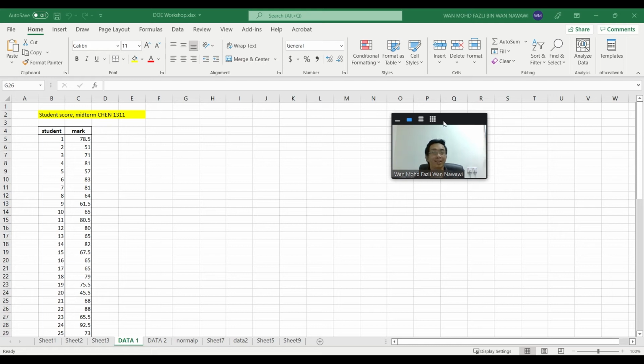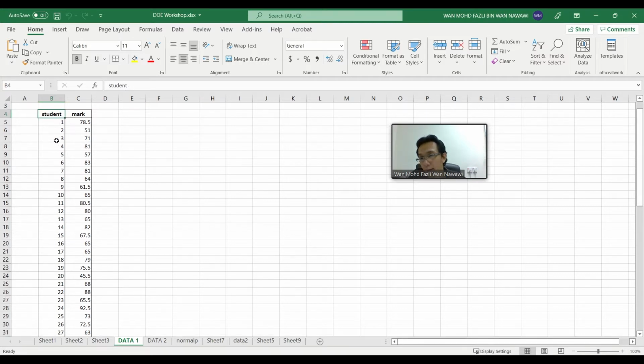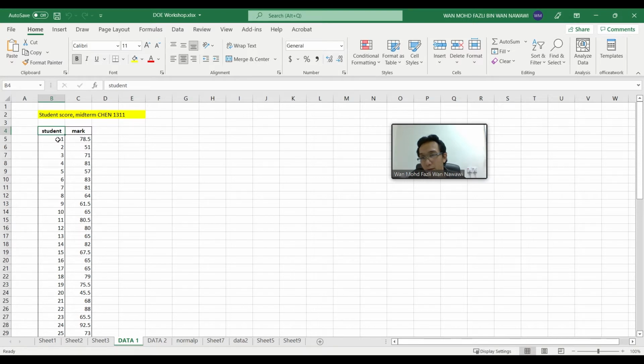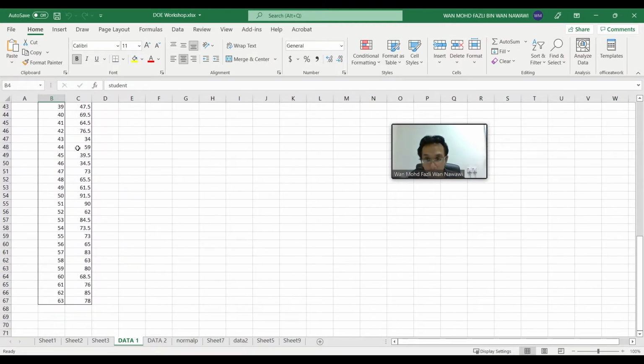So we talk about data, we talk about statistics. Now we want to apply what we have learned about statistics to real data. This is real data from my recently conducted midterm for my material class. I didn't put the student names and so on, but basically this is real data. You can see I have 63 students in a class.